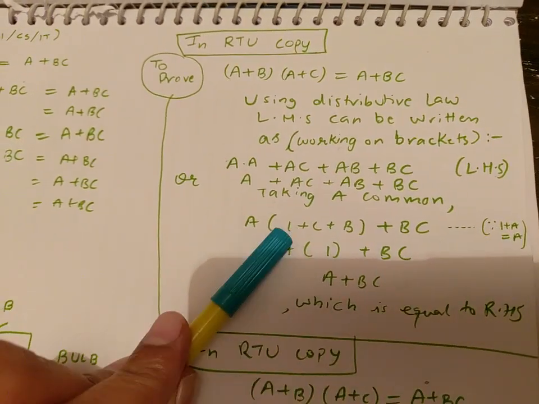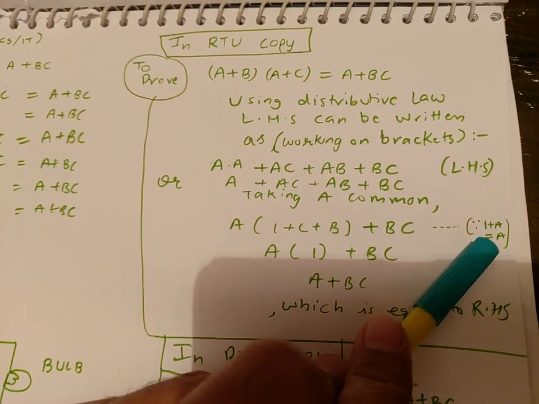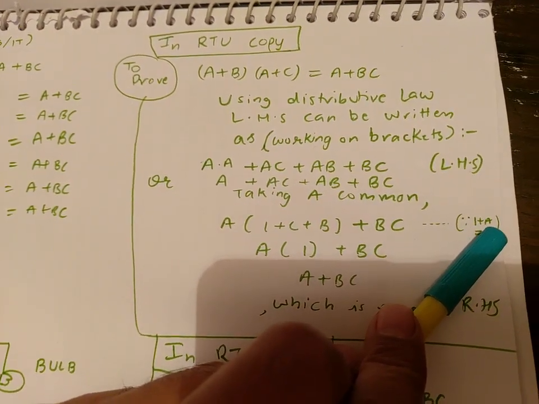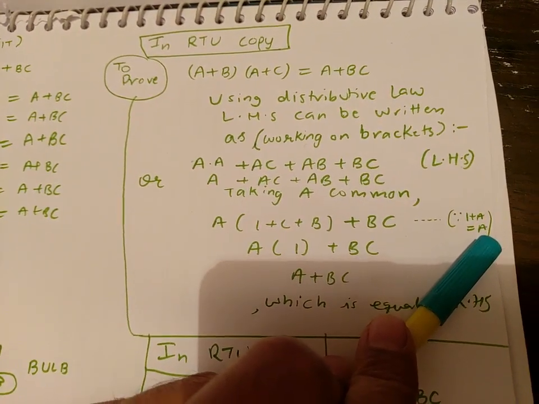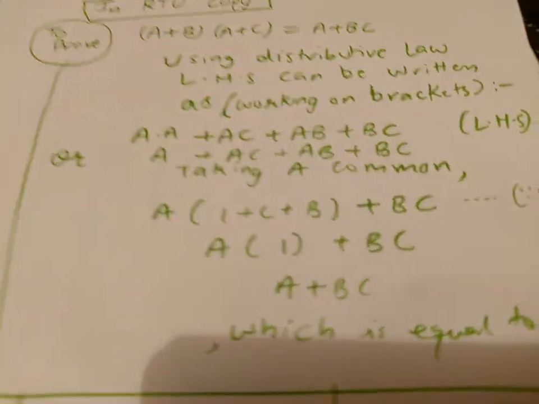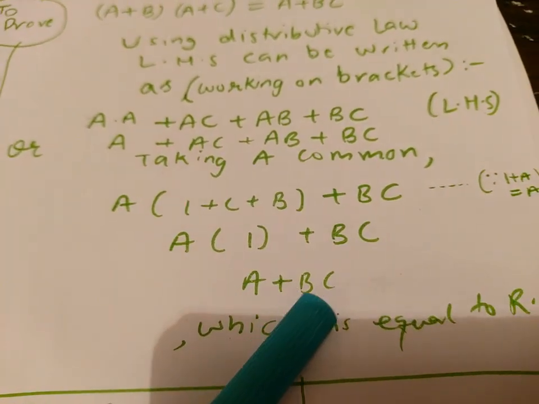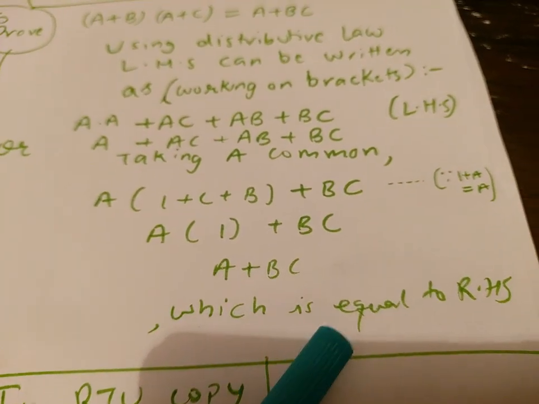outside, then there is another OR operation. Logic OR says one OR with any literal will give you that literal. So if you see a logic table of OR gate, you will get this. So that simplifies to 1, and you get A OR with BC, which is equal to RHS.